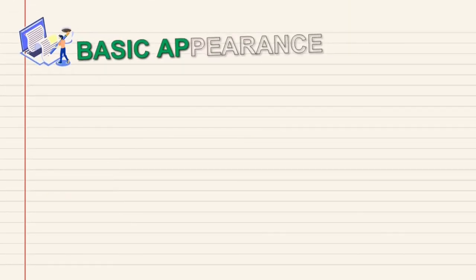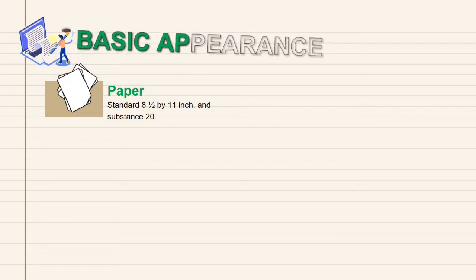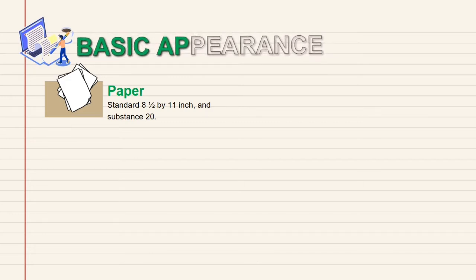Now let's move on to the basic appearance of the text. Let's start with the paper. The submitted copy or copies of the thesis must be on standard 8.5 by 11 inch paper, substance 20. The entire thesis must be done using the same paper. The submitted copy is to be free of materials used to correct mistakes, such as correcting fluid.